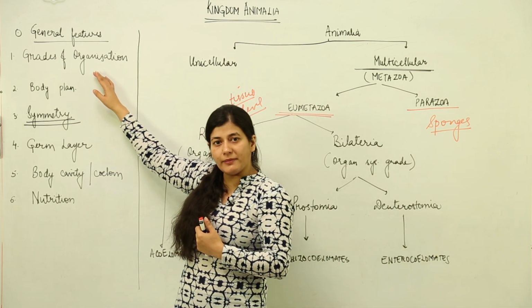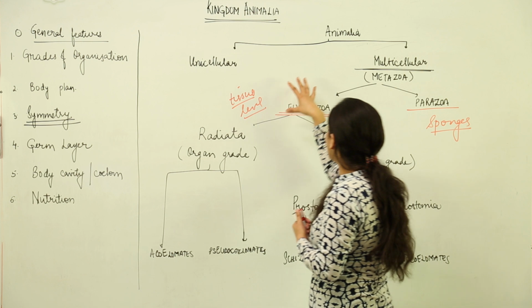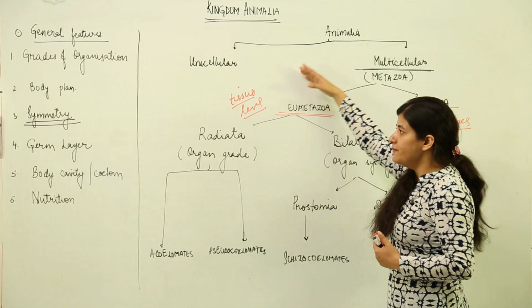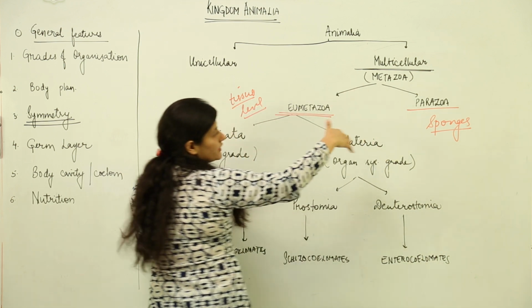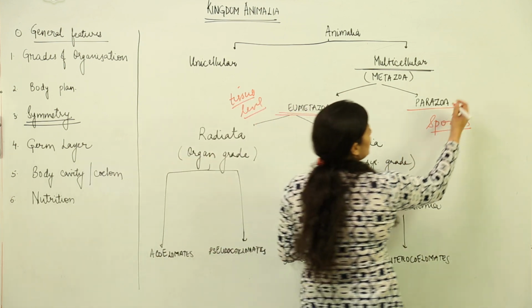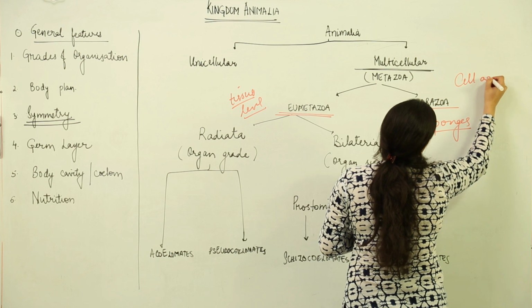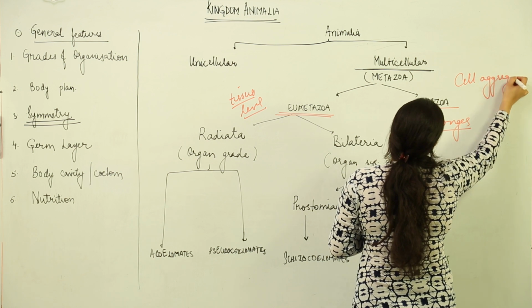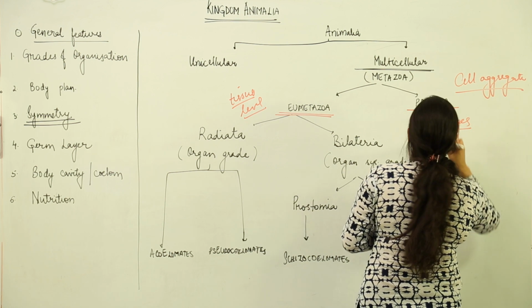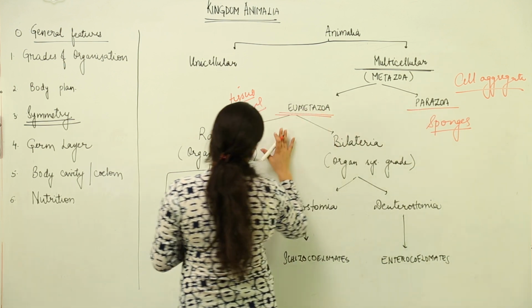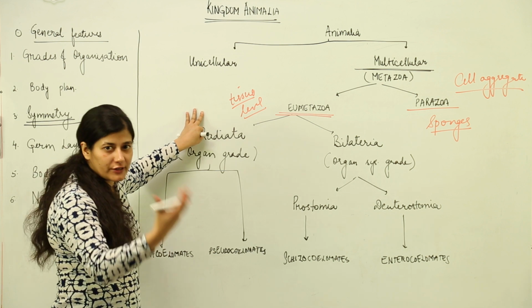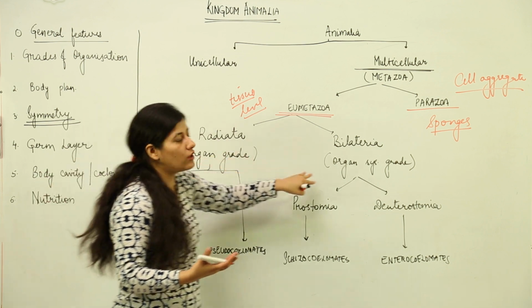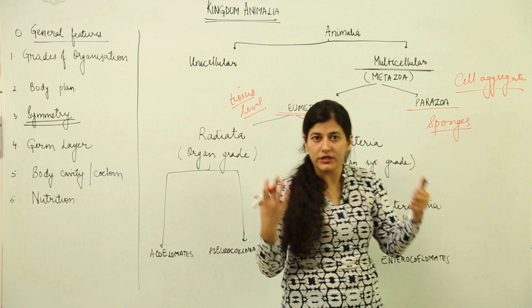Now, when we were talking about grades of organization, we saw that there would be one unicellular level and the other would be the multicellular level. Inside the multicellular level, there would be a cellular stage where there is a cell aggregate plan, and that cell aggregate plan has sponges. In terms of eumetazoa, we had the tissue level. The tissue level could be further in the organ grade or the organ system grade, where many organs work together.